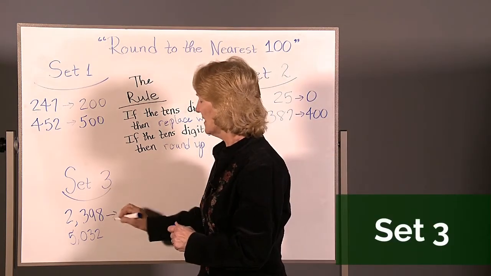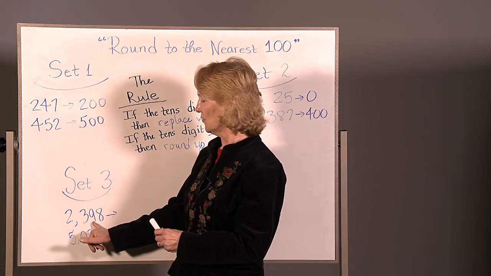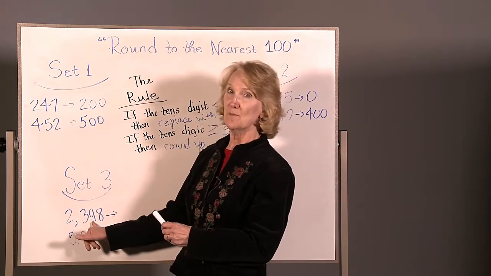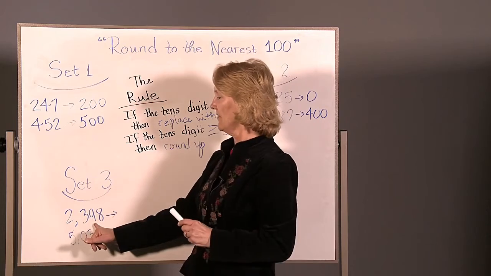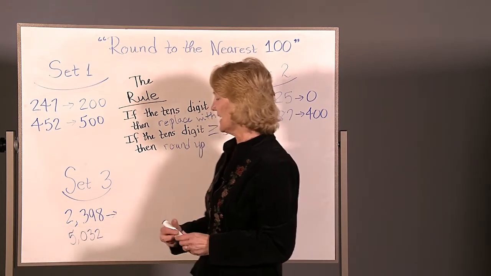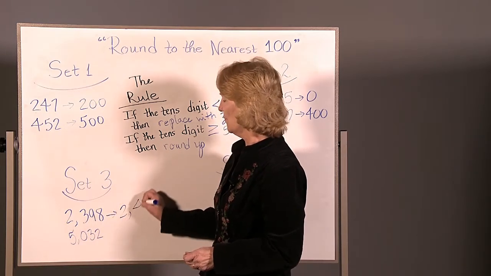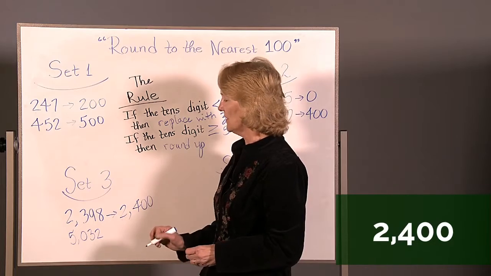Now you have them in the thousands. The ones number is going to become a 0. This tens number is greater than or equal to 5, so it's going to make the hundreds number go up. The thousands number just stays the same. 2,000, the 300 went up to 400, and then these become zeros.